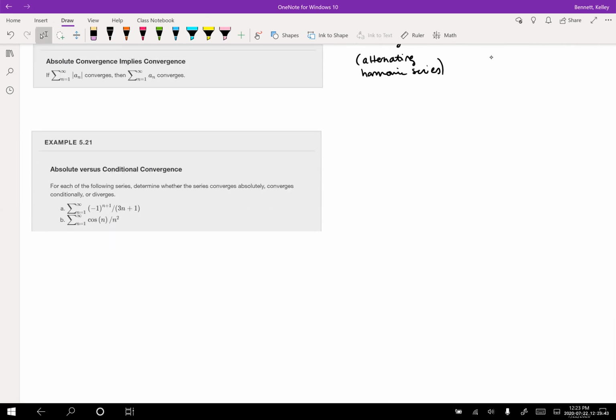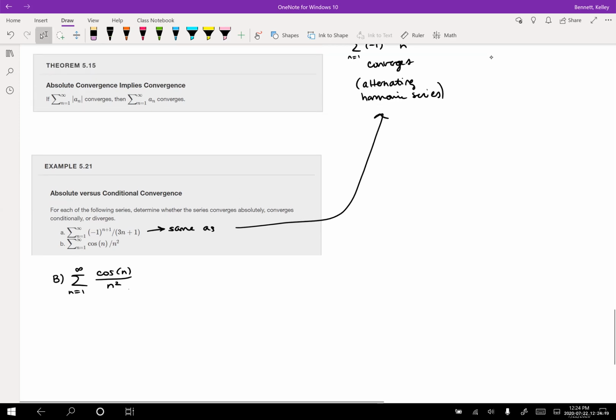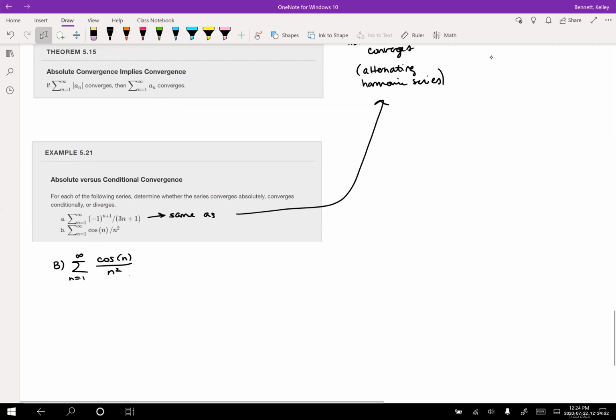So we basically just did that example there. It's just an alternating harmonic series. So let's look at B. So I always want to consider the absolute value first, because if I show that the absolute value converges, I don't need to bother showing the other one converges. I will just use theorem 515 to be like, oh, they both converge, or converges absolutely.